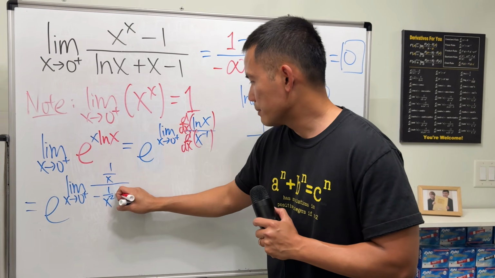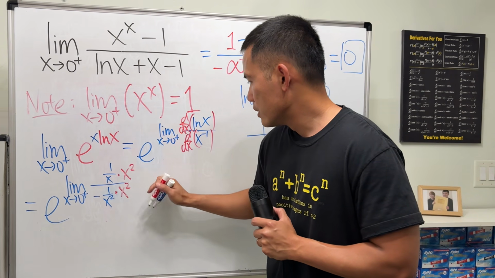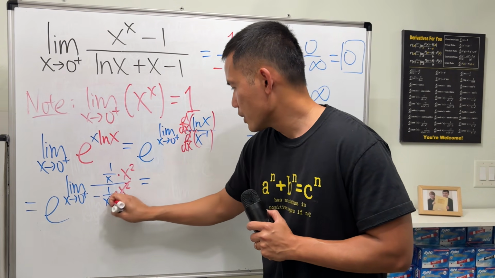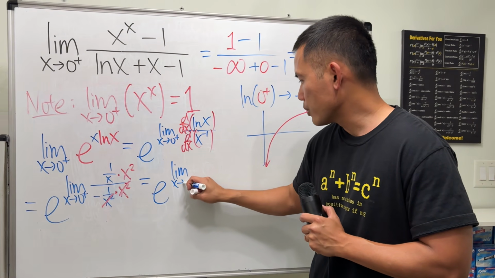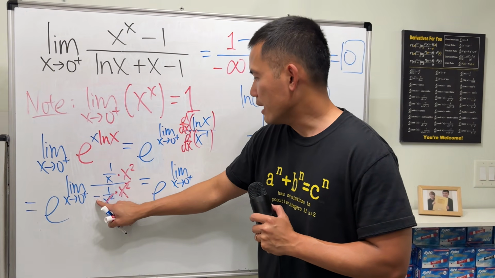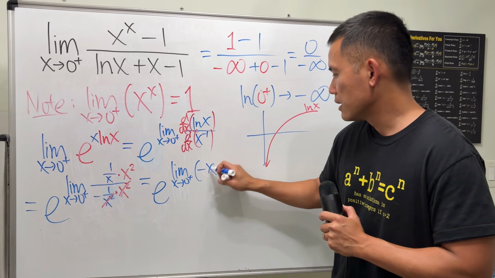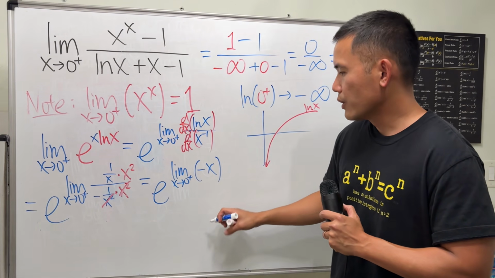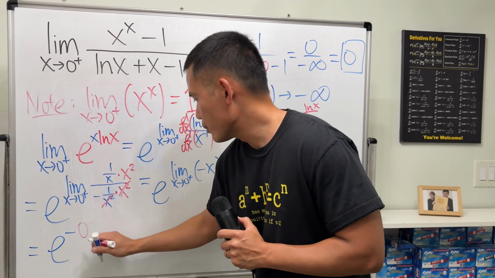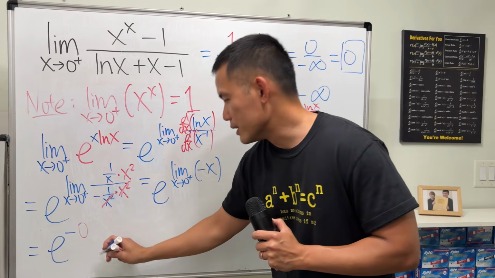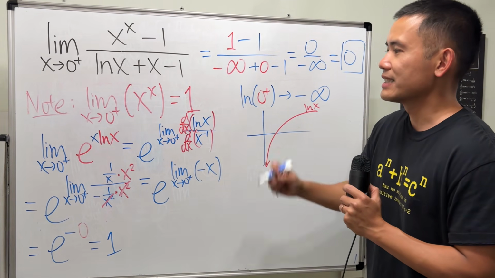And then take care of this by multiplying the top and bottom by x squared. So we can get e to the power of the limit as x approaches 0 plus of negative x squared over x, so just negative x. Put 0 into here, we get e to the negative 0, which is just e to the 0, which is equal to 1.